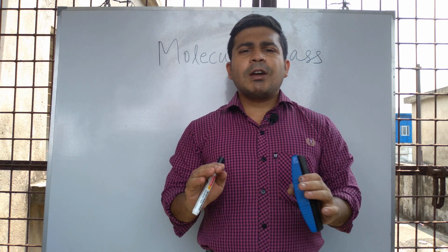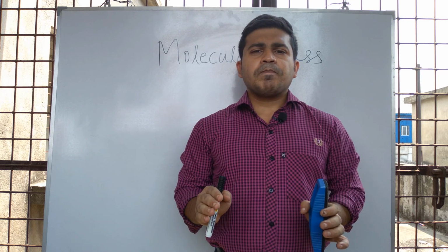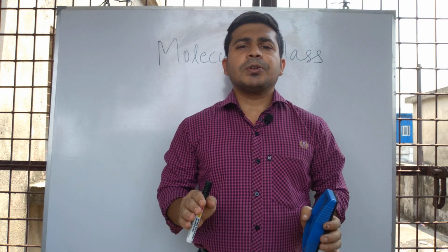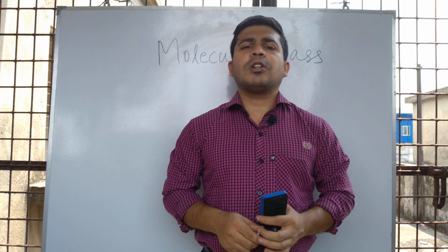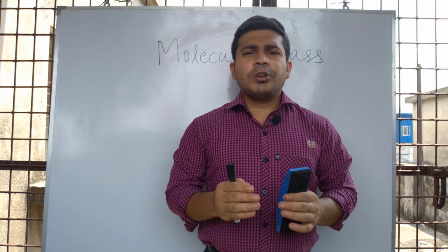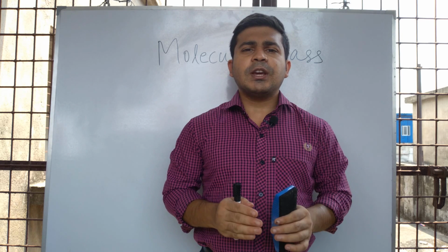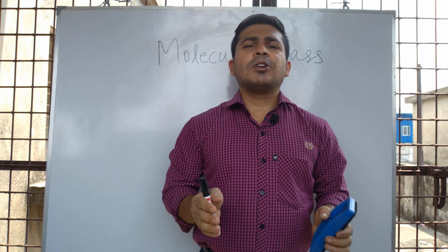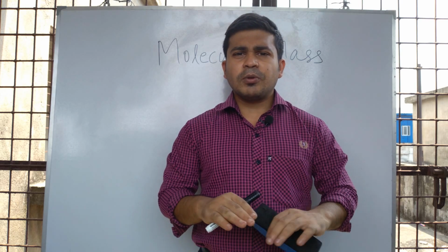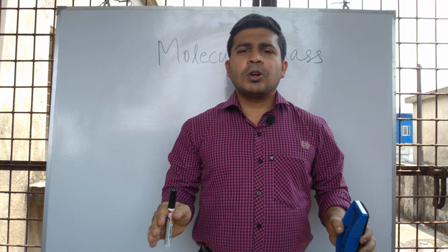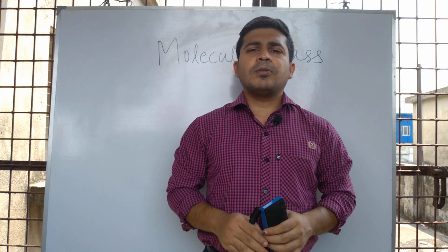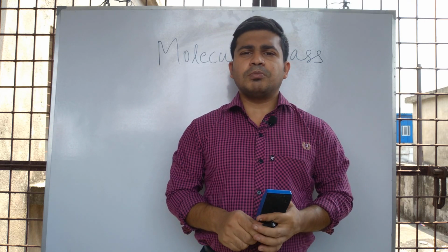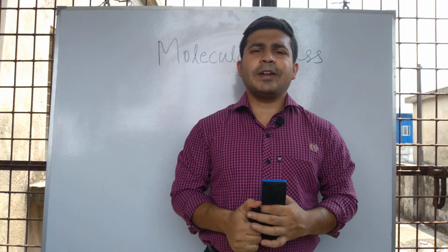When the masses of all the atoms that are present in a molecule are added together, the result is called the molecular mass. Means when the atomic masses of each atom that are present in a molecule are all totaled, we make a total atomic weight, then it becomes the molecular weight. So now let's do this with an example.